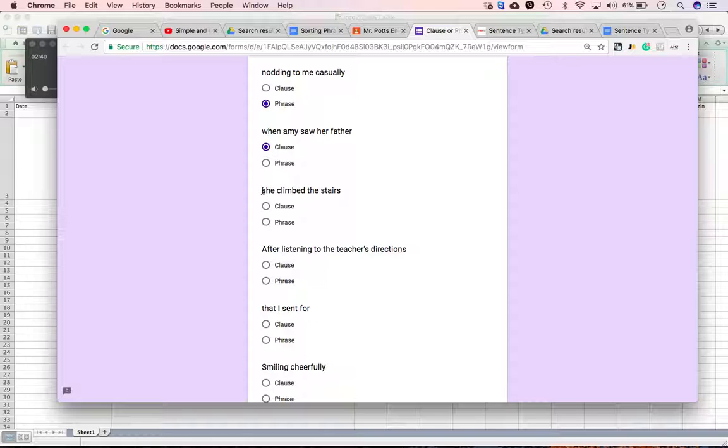"She climbed the stairs." You have a subject, she. She's doing something. She's climbing, all right? And so the verb is climbing. So you have a subject and a verb. It's a clause.